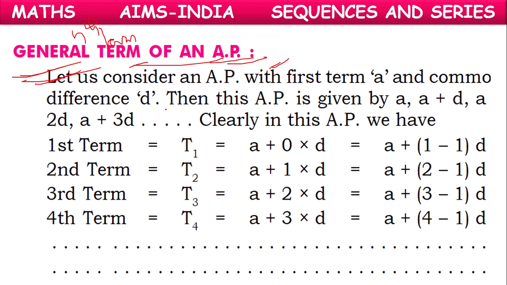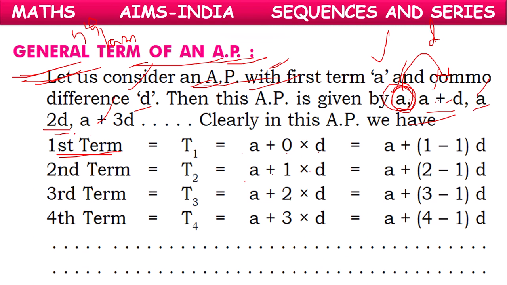Actually, we have an AP. Suppose we have an AP with first term A and common difference D, then this AP is given by A, A plus D, A plus 2D, A plus 3D. Because the first term we will have only A, which can be written as A plus 0D. The second term we get by adding D to the first term, which is A plus D, can be written as A plus 1 into D.